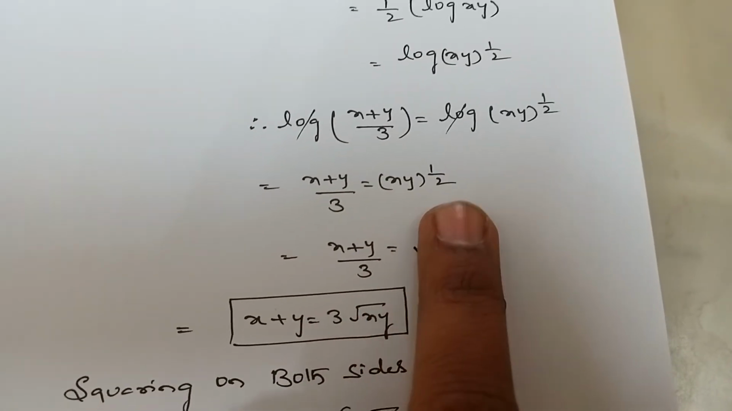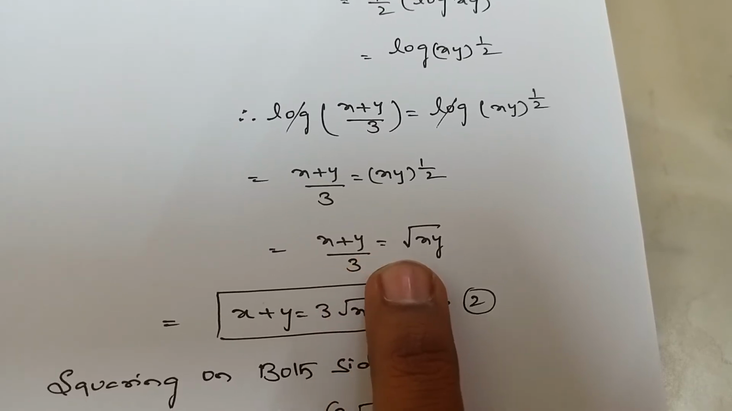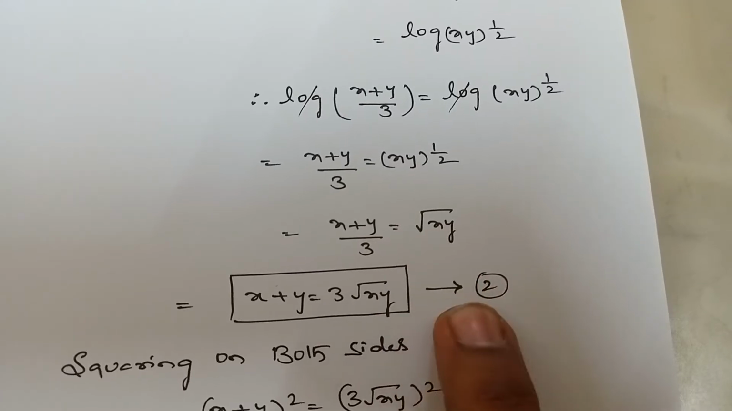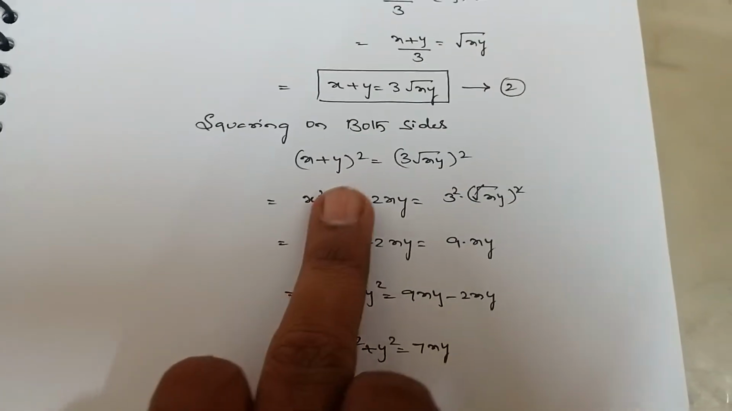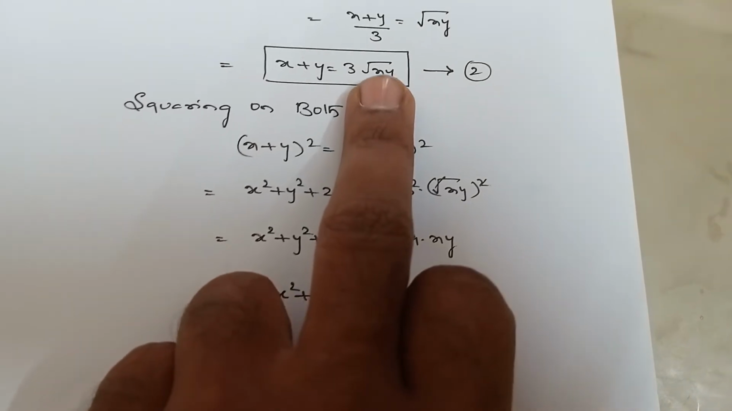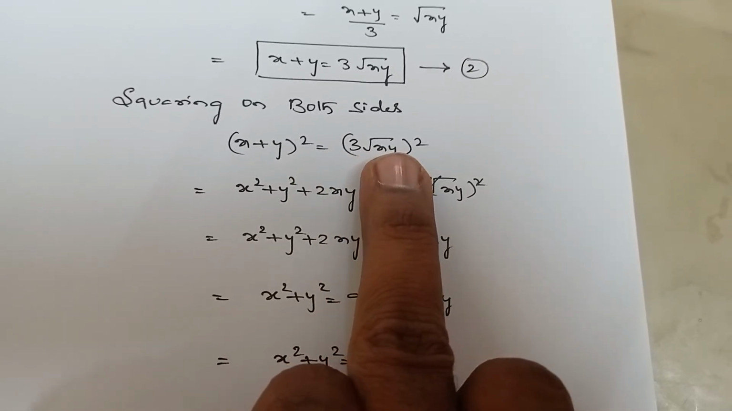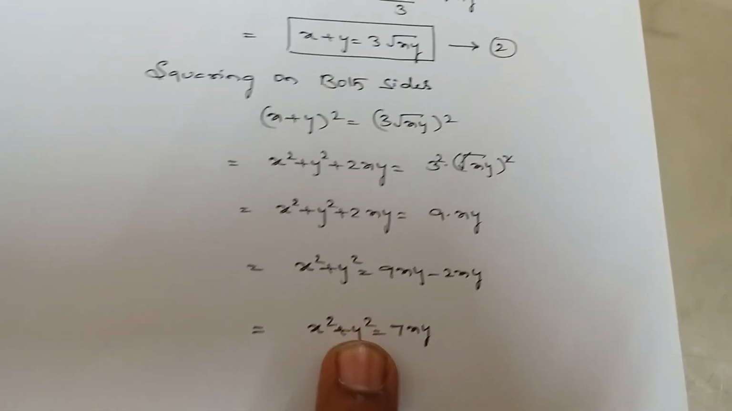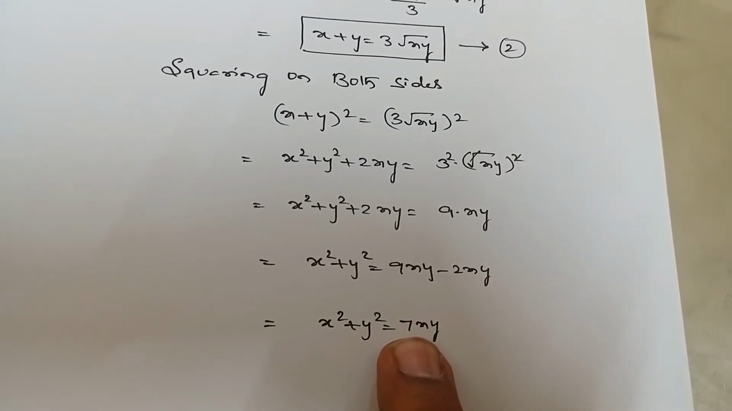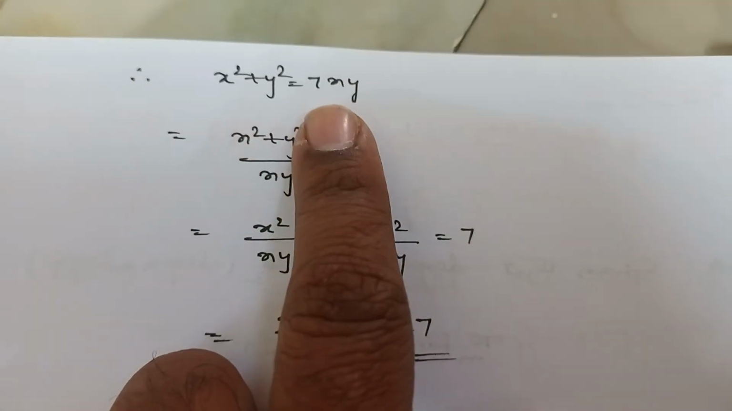Now this power 1 by 2 becomes root, guys. Now cross multiply: x plus y equals 3 root xy. This is equation 2. Now squaring on both sides, what do we get? (x plus y) whole square equals... why do we need to square? To remove this root value. So (x plus y) whole square equals (3 root xy) whole square. Simplify, and we get x square plus y square equals 7xy.